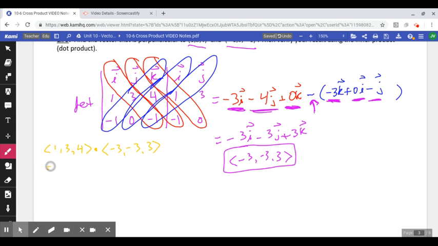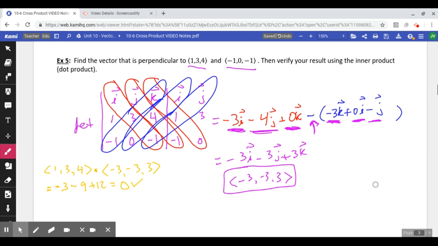If we work the dot or the inner product here, we've got 1 times negative 3. Those are your x's. 3 times negative 3 is negative 9. That's your y components. And then 4 times 3 is 12. If we add negative 3, negative 9, and 12, we get 0, which is good. When the dot product between 2 vectors is 0, it means that they are perpendicular. Now we're going to do the same thing, but just with the second vector.